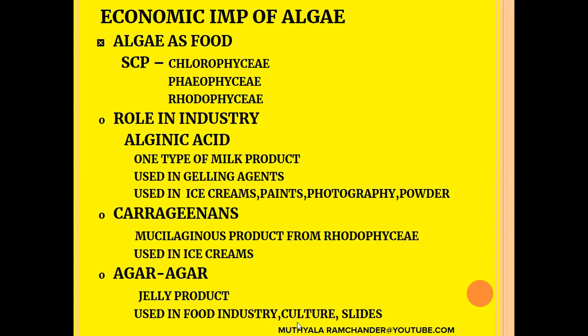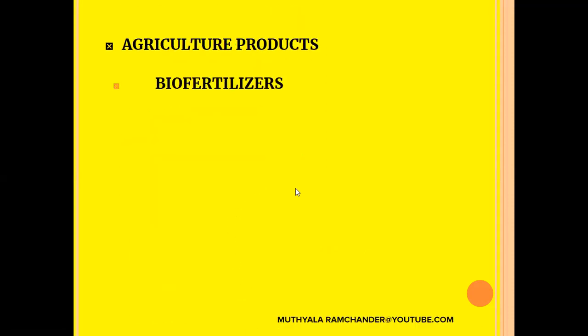And sometimes in tissue culture laboratories, plant tissue culture or animal tissue culture laboratories, we use agar-agar to make semi-solid liquid media. So agar-agar is also used in the food industry, for making different types of food items. And the next one is agriculture products. Agriculturally, algae are used, so they are called agricultural products.